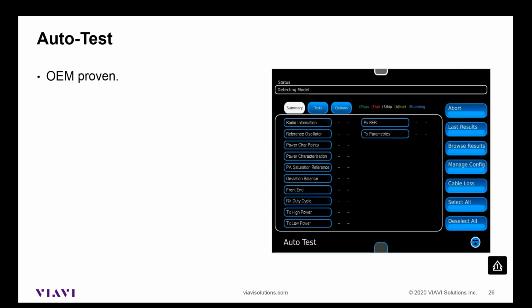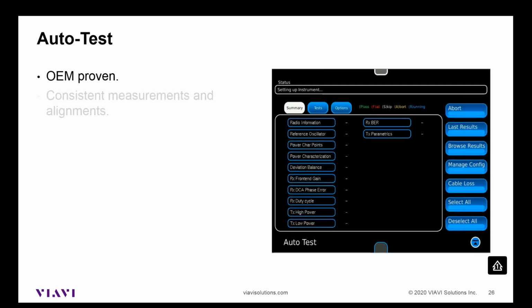So one of the neat things about auto test is that we get the blessing of each OEM for these scripts that we write and put into the test set. So in other words, we're not just guessing at how this radio is supposed to be aligned. In fact, a lot of the OEMs are using our auto test applications for their testing.